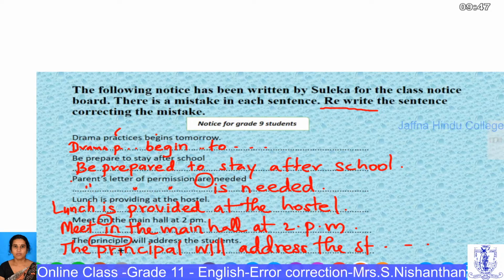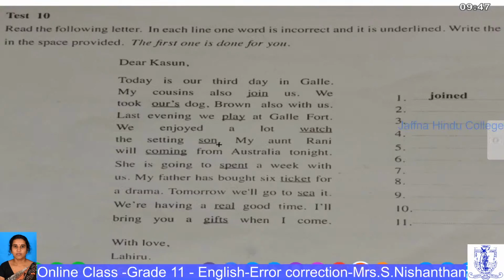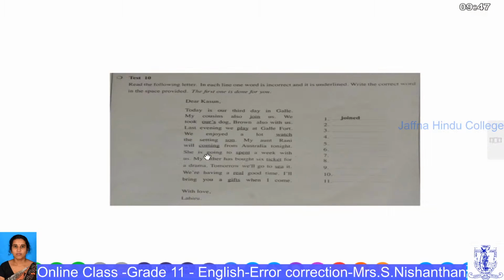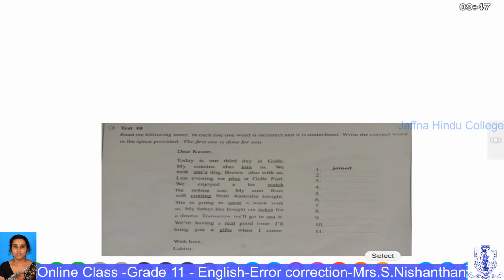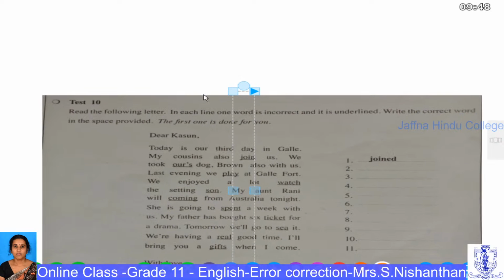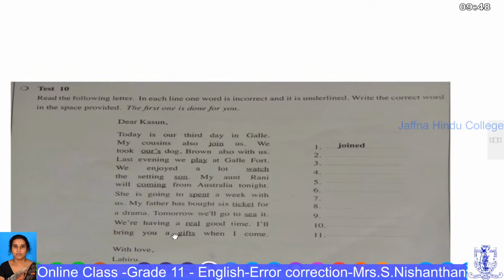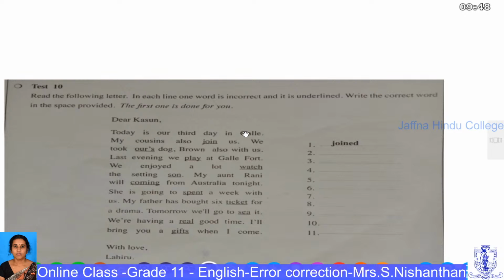This is how you have to face this question. And this is another easiest one for you. This is from a practice paper, not from your final paper. For you, it is very easy. So you have to get the confidence to do that question simply, right? Now read the following letter. In each line, one word is incorrect and it is underlined. The errors are underlined. Write the correct word in the space provided.